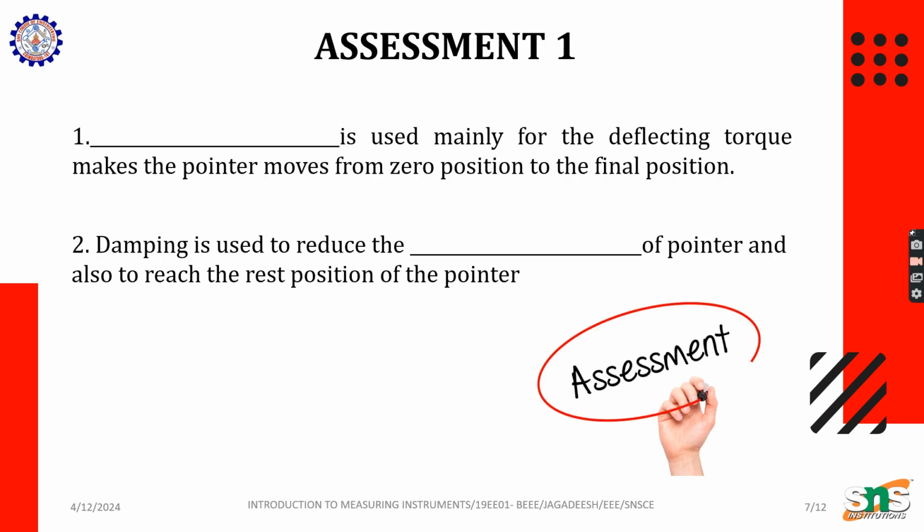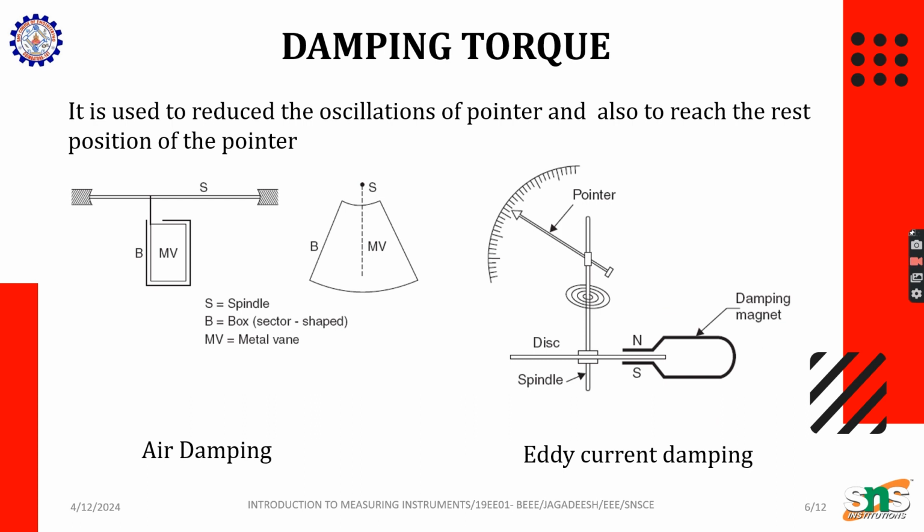So it's very simple. There are three major torques which are important. One is the deflecting torque, which helps the pointer to move from the zero position to the next. The second one is the control torque, which is to control the pointer at one particular value, for example, 100 volts, 200 volts, 300 volts. That is because of the controlling torque. And sometimes stability will not be there and the pointer will oscillate. So for making the pointer stable, the damping torque is provided with the help of air damping or eddy current damping.